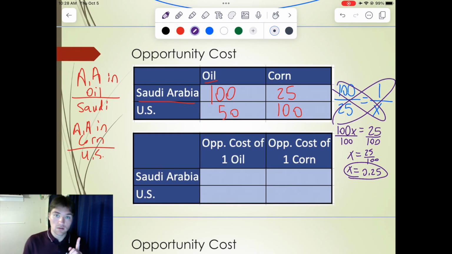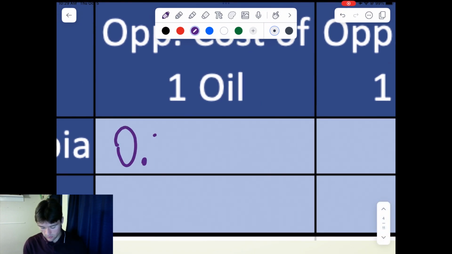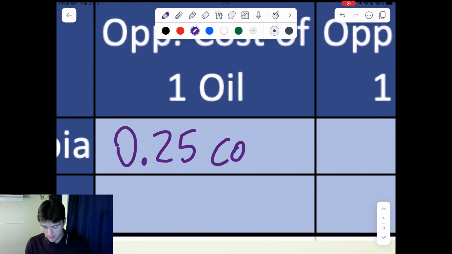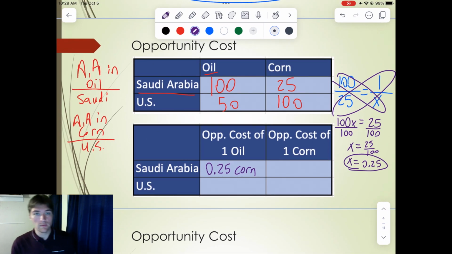So for one oil for Saudi Arabia, it costs them 0.25 corn. The other way we can do this is how I do it. I want to know the opportunity cost of one oil.